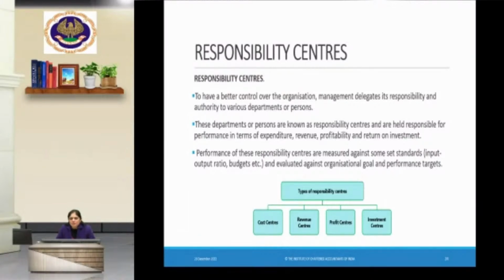Performance of these responsibility centers is measured against some set standards, input and output or budgets, and evaluated against organizational goals and performance targets. So their performance will be evaluated against some standards kept by the management: these are your performance standards. The cost should not be more than this. The revenue, you should achieve the revenue target of this much. So they have their own performance standards. The different responsibility centers are cost centers, revenue centers, profit centers, and investment centers.